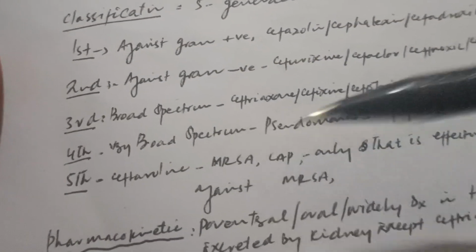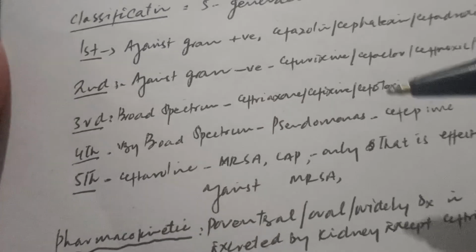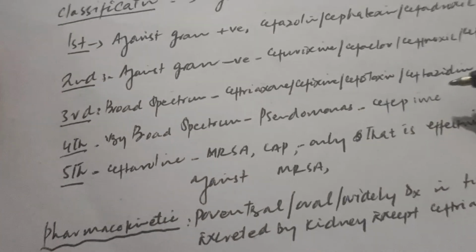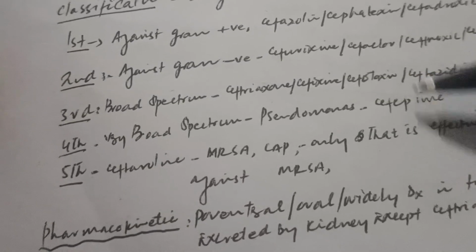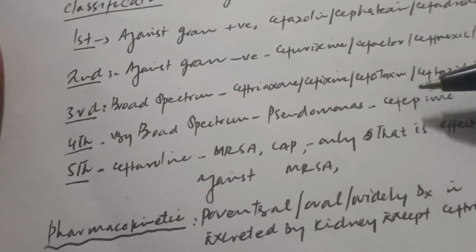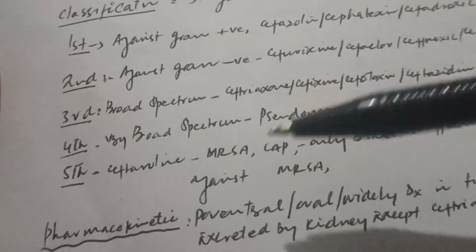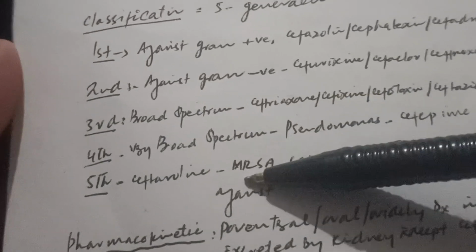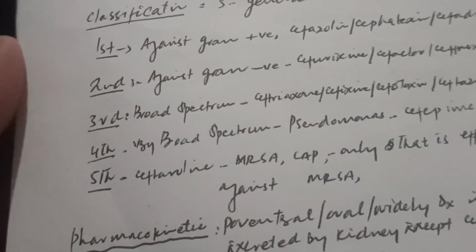The fourth generation is very broad spectrum, and this generation antibiotic also covers pseudomonas as well. The antibiotic in this generation is cefepime. It is the only antibiotic in this generation. The fifth generation is ceftaroline, the only antibiotic in the cephalosporin class that covers the methicillin-resistant Staph aureus.